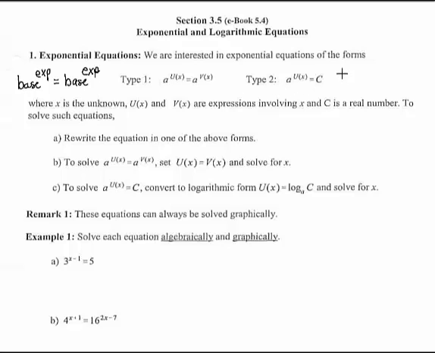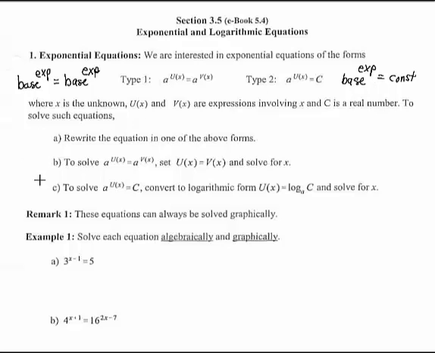Type 2, a is our base, so what we have on the left is a base with an exponent, and then on the right side, this is set equal to a constant. The base a on the left is not repeated on the right. This is just simply a number on the right hand side of the equation. With this type of equation, we simply convert it to a logarithmic form of the equation and solve it that way.